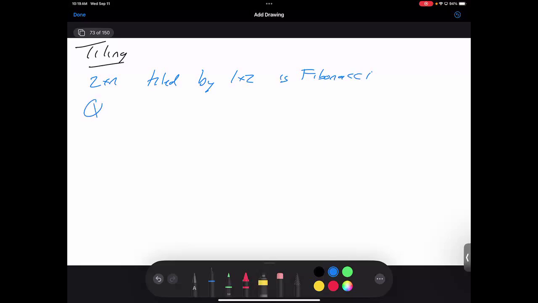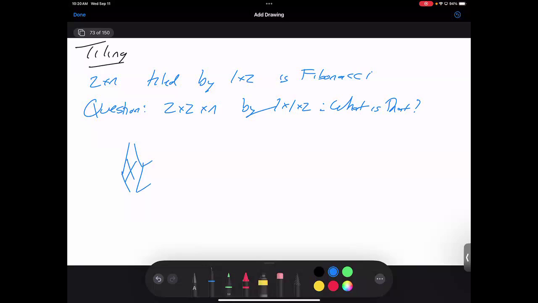And then the question is to do 2 by 2 by n tiled by 1 by 1 by 2. What is that? Okay, and so I know some people have done some cases. So if we start off with the simple case, and hopefully this is not a horrible picture of the 2 by 2 by 1, how many ways?